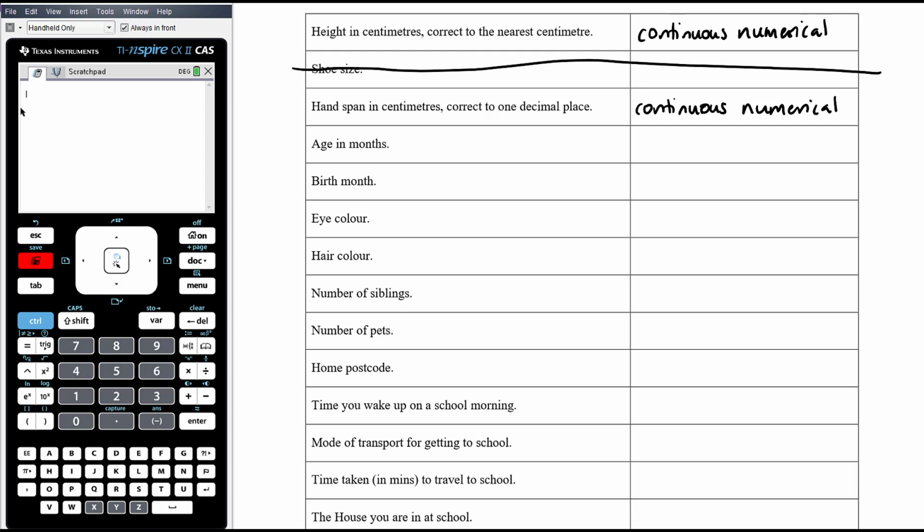Age in months. In months, it's time. Again, we're rounding to the nearest month, but it's still a continuous variable. It's time, it's a measurable quantity. So I would again say continuous numerical here.